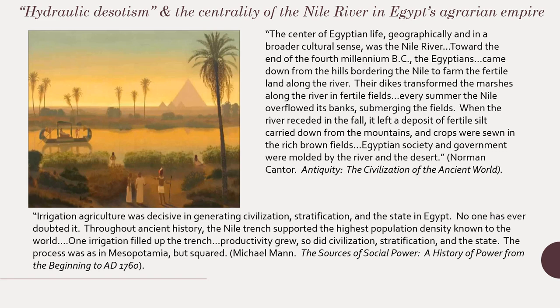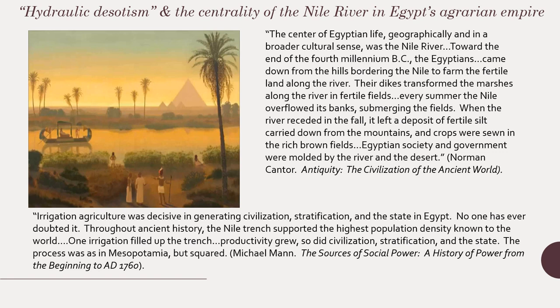Every summer, the Nile overflowed its banks, submerging the fields. When the river receded in the fall, it left a deposit of fertile silt carried down from the mountains, and crops were sown in the rich brown fields. Egyptian society and government were molded by the river, and outside of it by the desert. The desert gave them natural boundaries against invasion. Not perfect boundaries against invasion, but making it hard to invade.